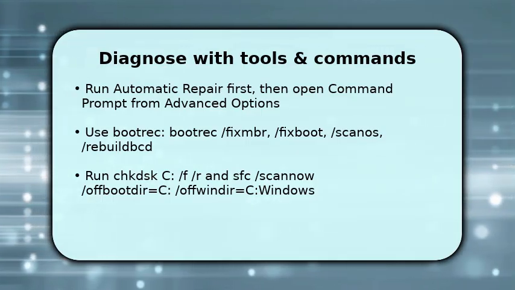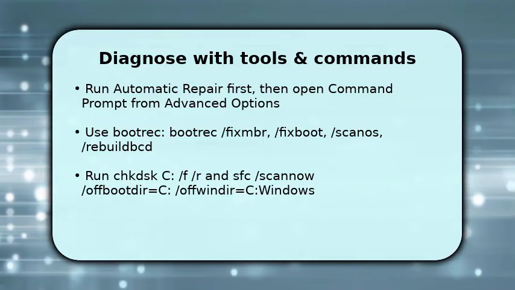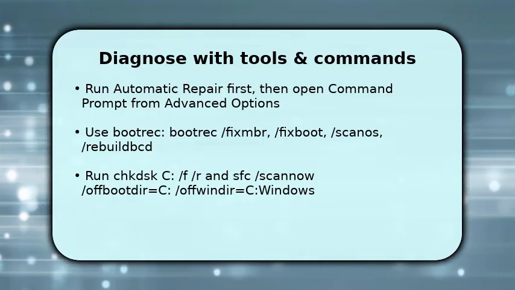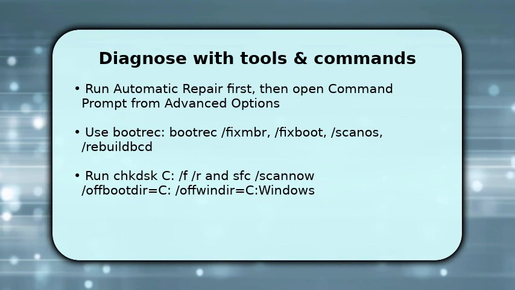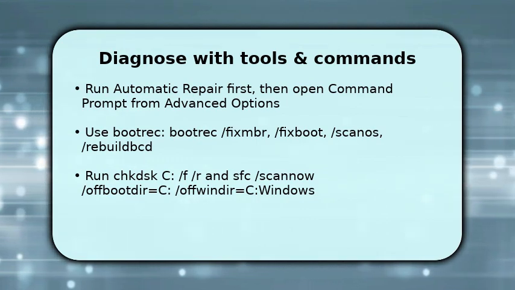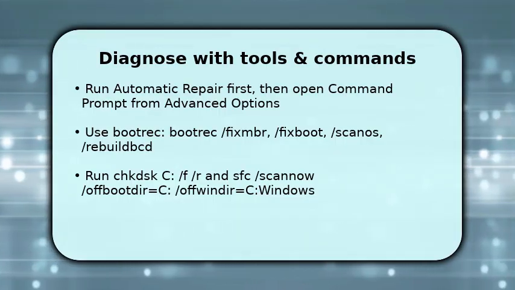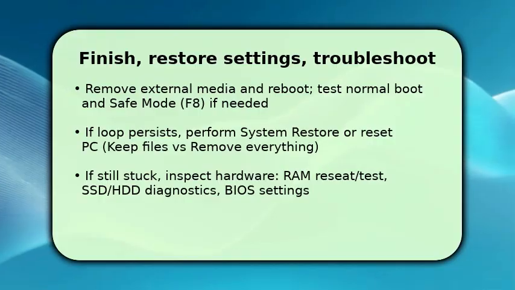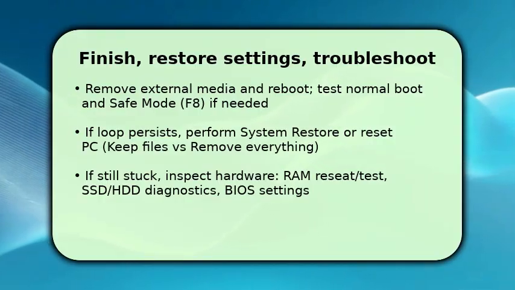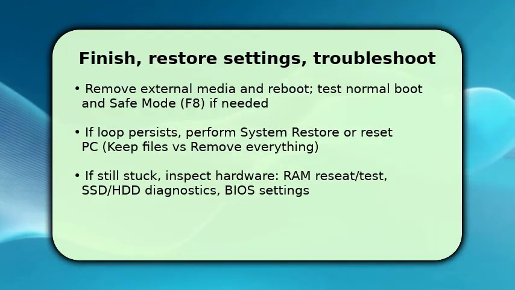If system files are corrupted, run system file checker offline. sfc /scannow with /offbootdir and /offwindir pointing to your Windows partition. These steps target both firmware level and file level. After repairs, remove installation media and reboot to see if Windows starts normally. Make sure to test safe mode to confirm stability.